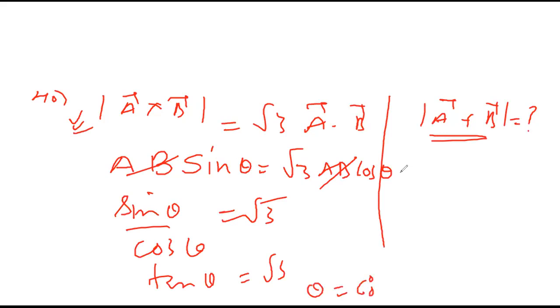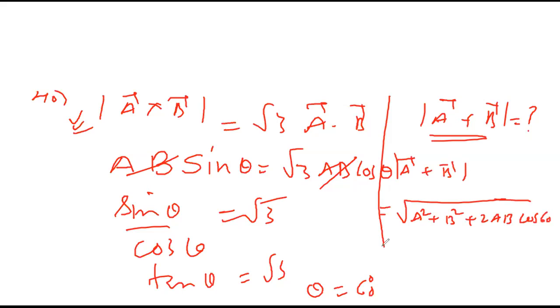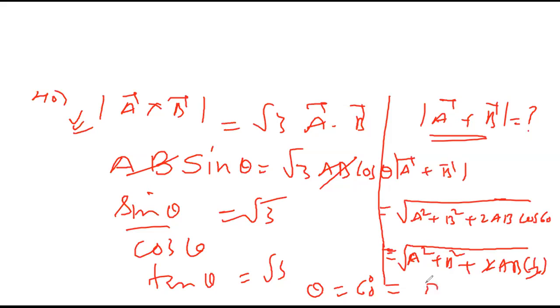So the magnitude of the sum of two vectors is the root of A square plus B square plus 2AB cos theta. cos 60 here, and cos 60 is half. So we get A square plus B square plus 2AB into half. 2 will get cancelled. That is A square plus B square plus AB. Check whether you have this option. A square plus B square plus AB. Yes, matching is D. They have taken the root as power 1 by 2.